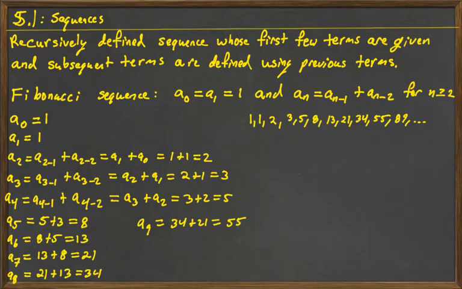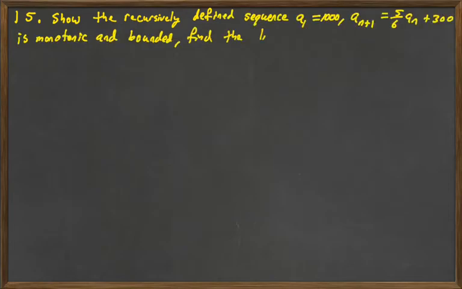Okay, so let's look at some more recursively defined sequences. This is example number 13 from the handout, and we're going to show the recursively defined sequence where a1 is 1,000 and a_(n+1) is 5/6 a_n plus 300 is monotonic and bounded, and find the limit of the sequence.